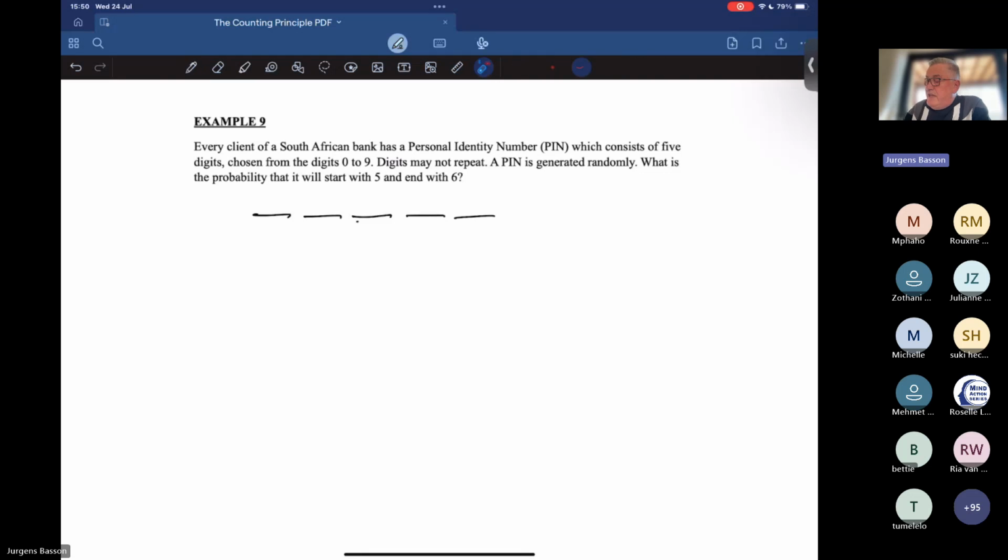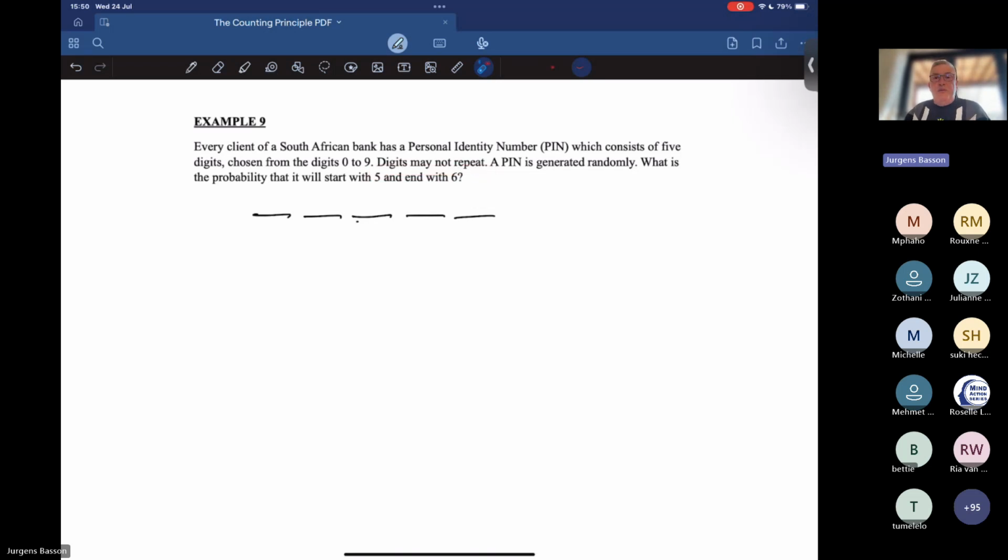But now take note, the digits I have available to choose from are 0 to 9, so 10 digits. Now, like I explained to you before, the moment that I have 5 positions and I put 10 in it, if repetition is not allowed, and you will see in this one, I say digits may not repeat.